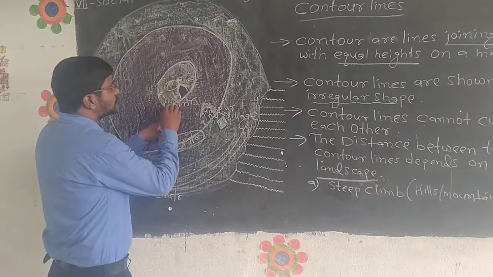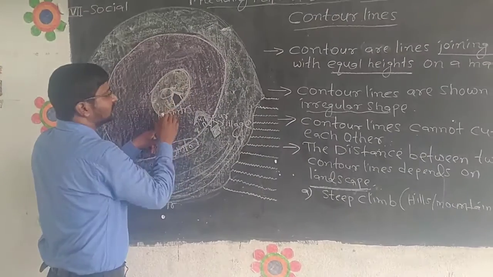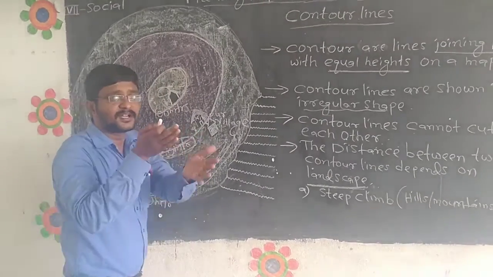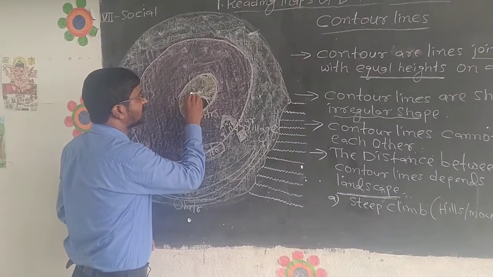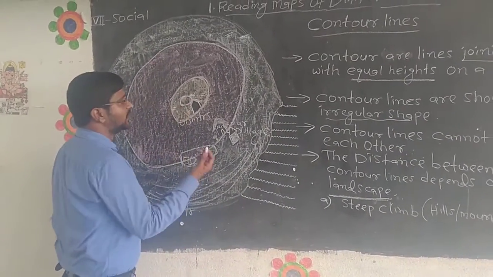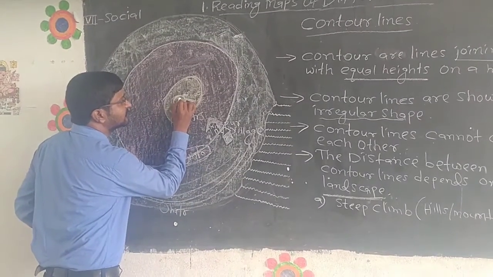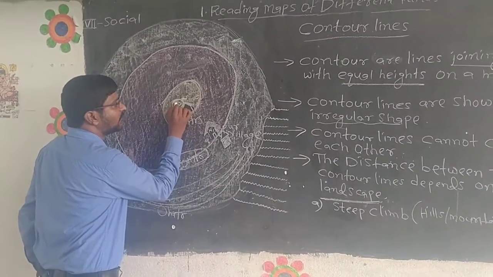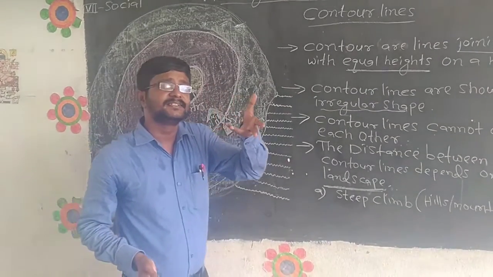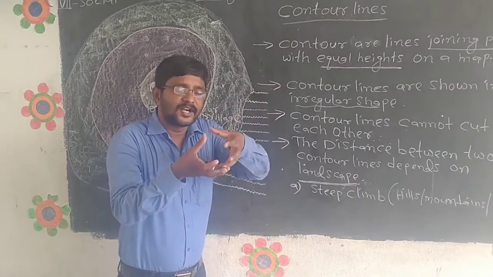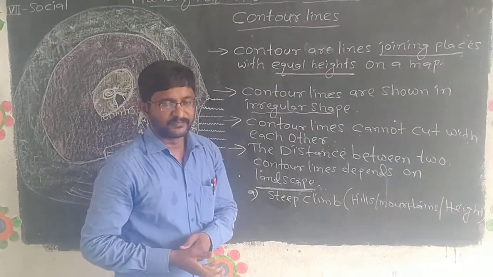Okay, so when there is a steep climb, then what happens? The contour lines will be near each other. For example, this is 150 meter contour line, and if we draw 200 meter contour line, then it will be near each other. Then what happens when the height increases, then the contour lines will be near each other. That we have to remember.